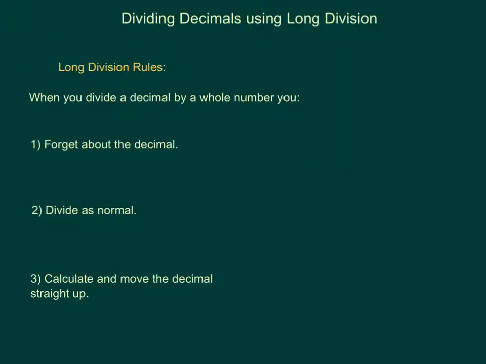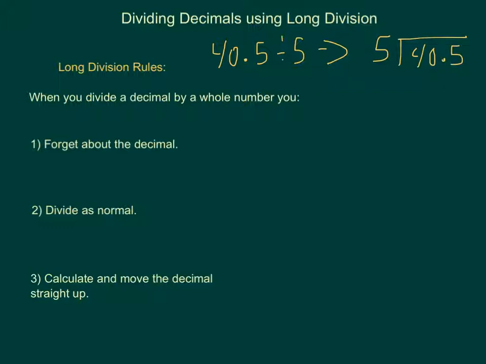Now we're going to look at actually dividing decimals using long division. But before we get started, there are a couple of rules we need to look at. The first rule involves dividing a decimal by a whole number. So the example we could use is 40.5 divided by 5, which, as we know, is going to be written like this.